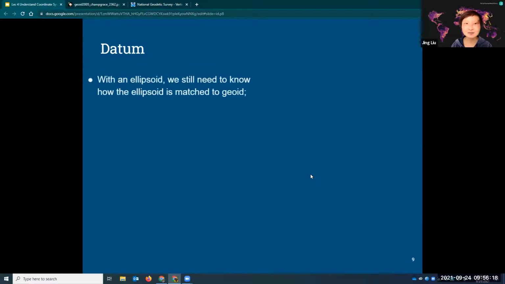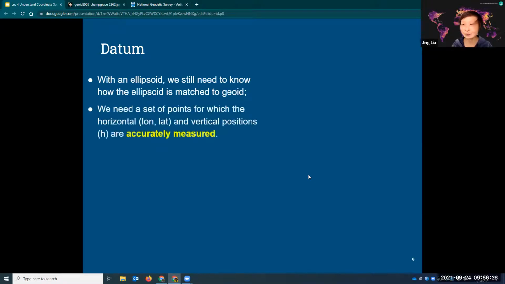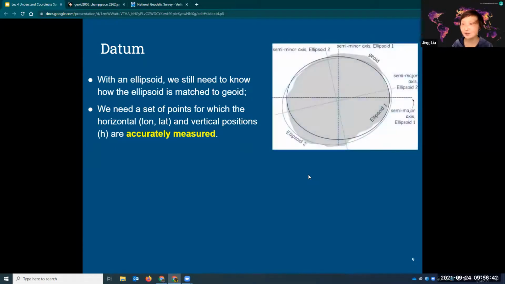With the ellipsoid, we still need to know how the ellipsoid is matched to the geoid, the ugly potato. We need a set of points for which horizontal, latitude and longitude, and vertical positions are actually measured. So you basically fit this ideal shape to the geoid. Let me give you one example.